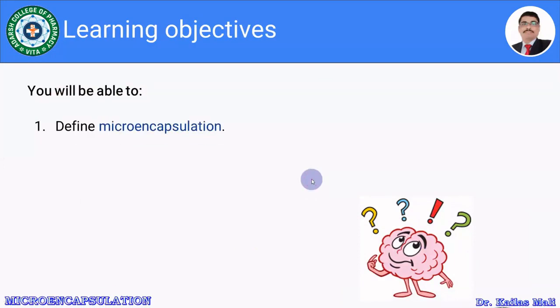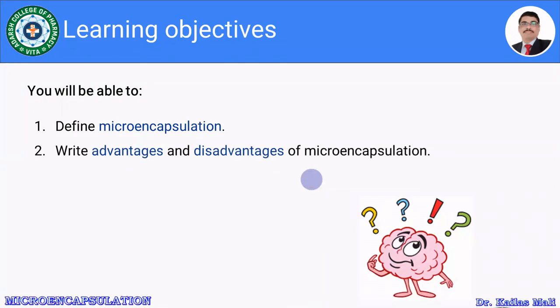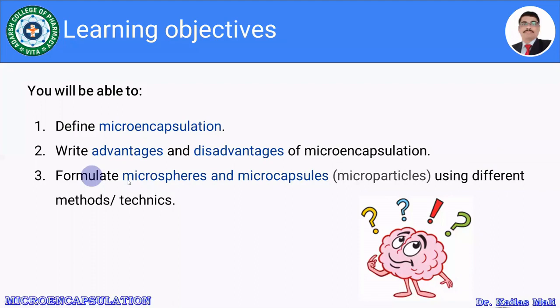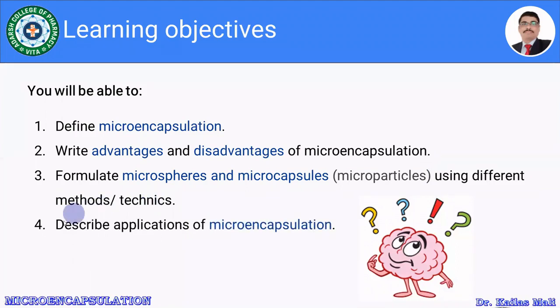You will be able to define microencapsulation, that is, what is meant by microencapsulation. You will be able to write advantages and disadvantages of microencapsulation. You will be able to formulate microspheres and microcapsules using different methods, techniques, technologies, or systems. And you will be able to describe applications of microencapsulation.